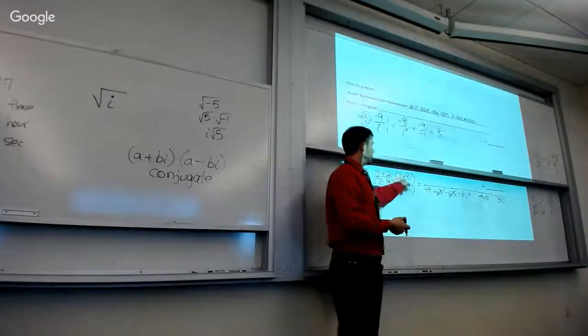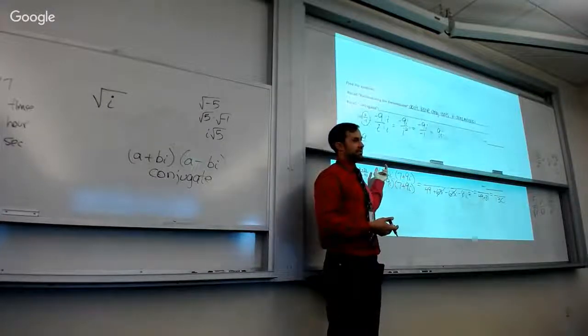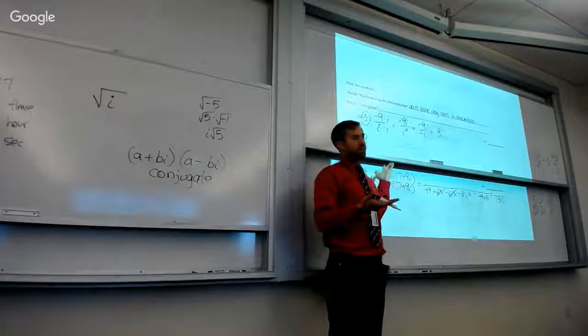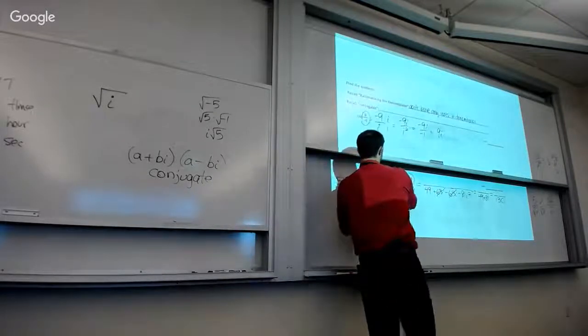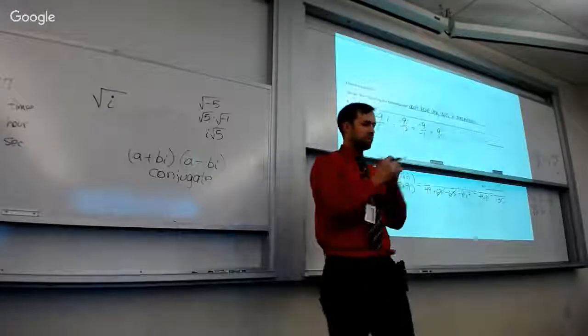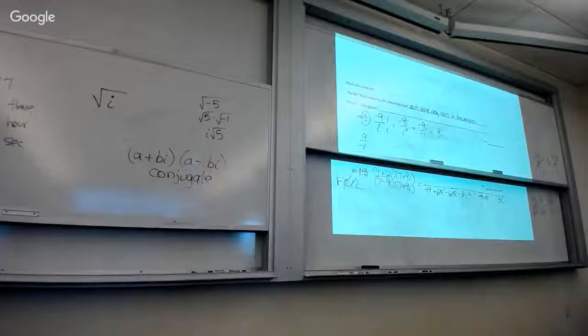In the numerator, are those conjugates? No. Will the i's cancel out? No. So we're still going to have an imaginary number in the numerator. But at least we don't have it in the denominator. So now, FOIL the numerator, folks. Go ahead, everybody, FOIL the numerator. And we'll compare answers and see what we get.